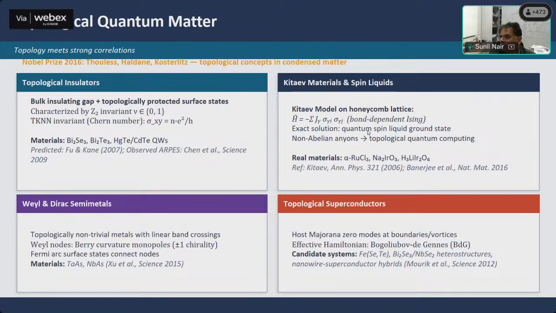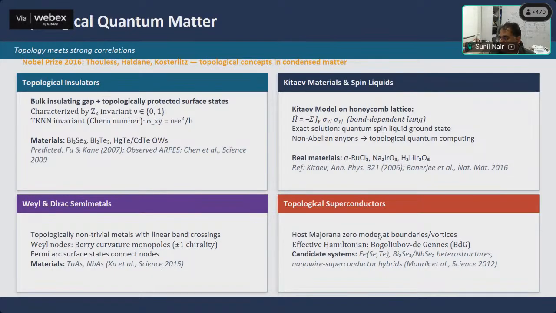Spin liquids and Kitaev materials are closely related, while Dirac semimetals directly arise from topological insulators. And topological superconductivity is another very interesting area, relatively less looked at in comparison with standard topological electronic materials.